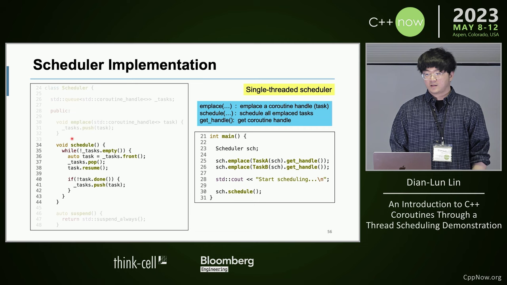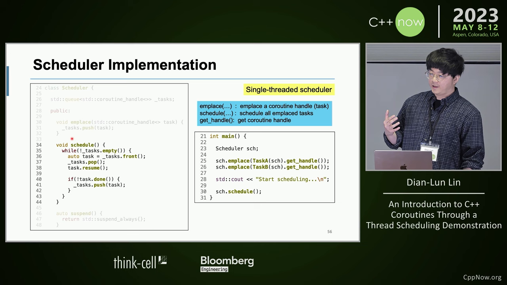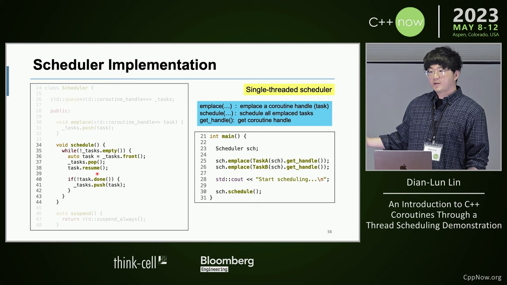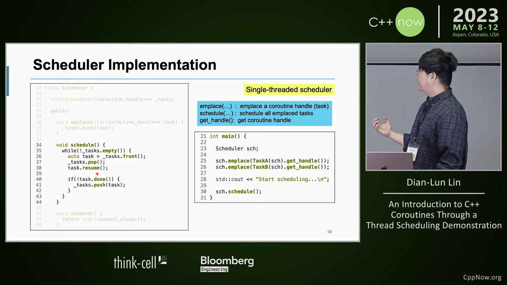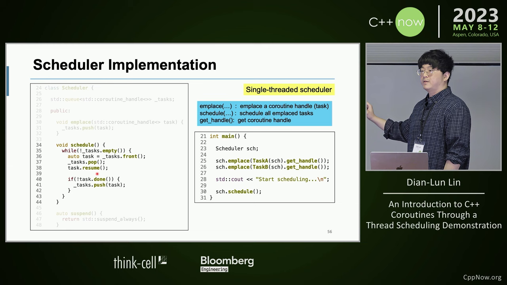In the schedule function, I keep iterating over this task queue to check whether there's a task inside it. If it is not empty, I grab one of the tasks and resume it. After I resume it, I check whether the task is done. If it is not done, I push it back to the end of the task queue. And that's the scheduler. I keep iterating until the task queue is empty.